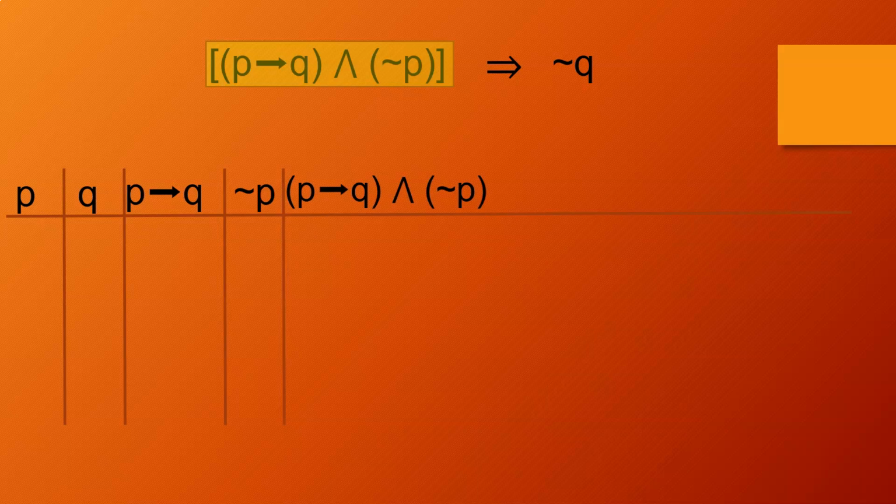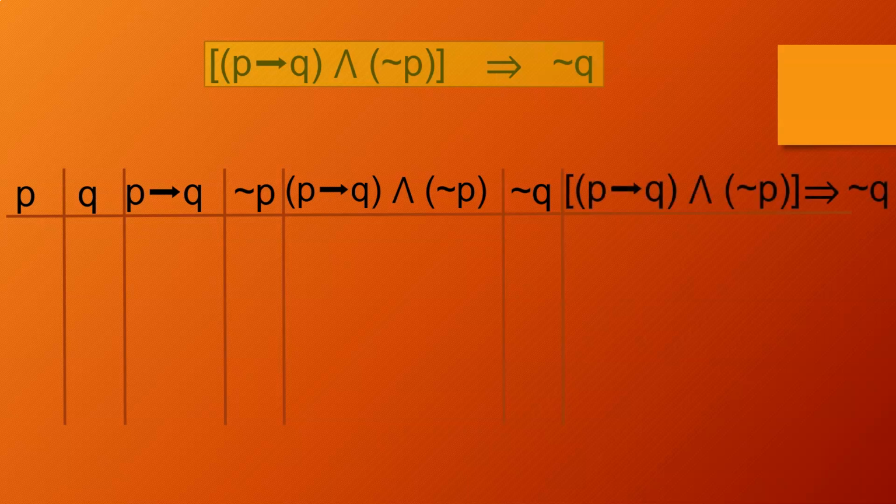So what we have so far is our two premises that have been put together with that important connecting word and. We also have a conclusion, and we do need a column for that. And now that we've got columns for our premises and our conclusion, we need one last column for the entire symbolic argument.